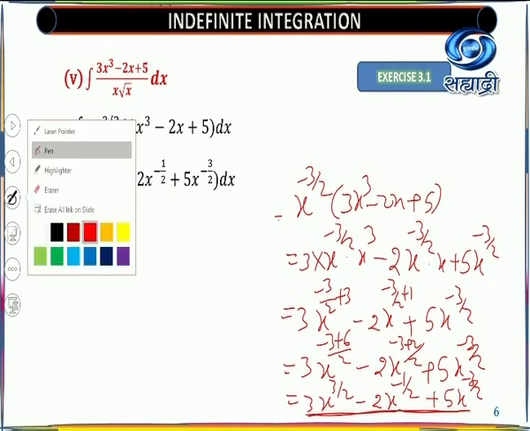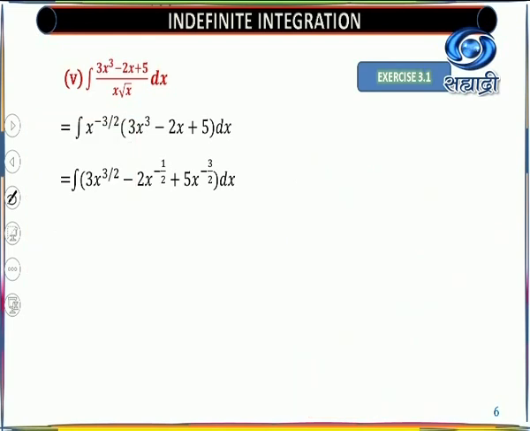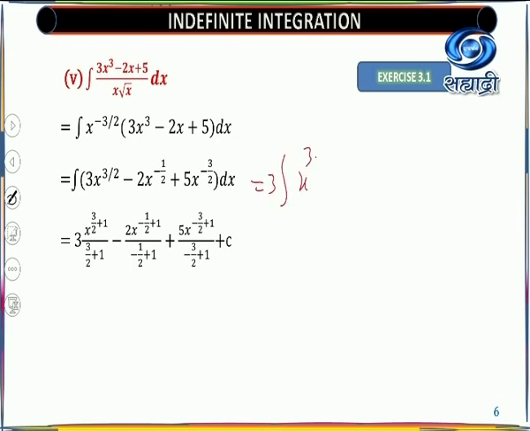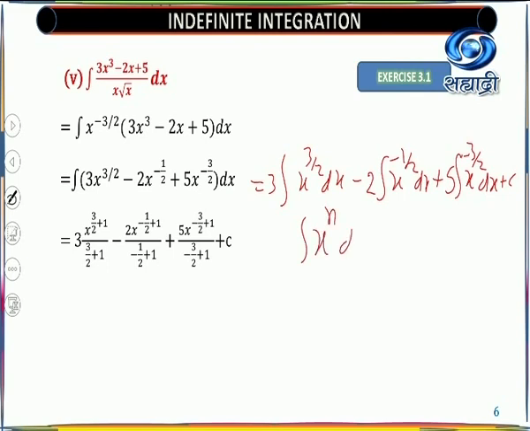Okay, now as usual we know that we need to separate out the integral. So you will get this as integration of 3 into x raised to 3 by 2 dx, minus 2 into integral x raised to minus half dx plus 5 into integral x raised to minus 3 by 2 dx plus constant of integration. Now here you are using the formula integral x raised to n dx as x raised to n plus 1 upon n plus 1 plus constant of integration. So we are using this formula.